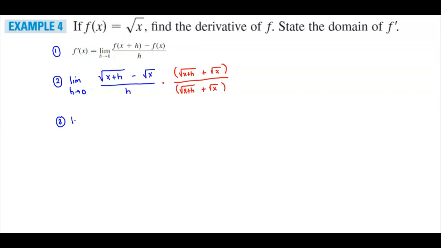So now let's go ahead and simplify that. When we multiply the numerator together, we have the difference of squares. So we get the square root of x plus h times the square root of x plus h, which leaves us with x plus h. And then minus the square root of x times the square root of x, which is x. And then we're going to divide that by h times the square root of x plus h plus the square root of x.